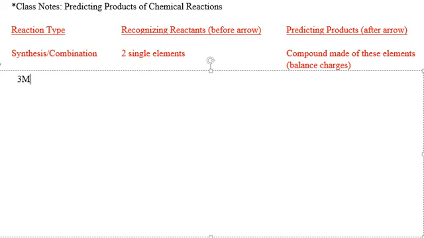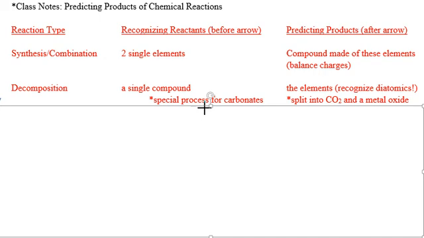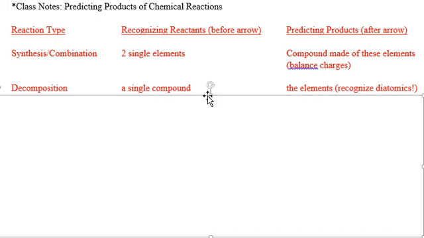Alright, so I'm going to erase that one, and we'll go into our next reaction type. The next reaction type was the opposite. We had decomposition. I'm going to cover up that little side note there. So, decomposition, all you have before the arrow is a single compound. If all you have is a single compound, the only thing that it can do is fall apart. And we're going to try and keep this simple when we're predicting products. It's going to fall apart into the elements that it's made out of. And then you're going to have to make sure that you remember to recognize your diatomics.